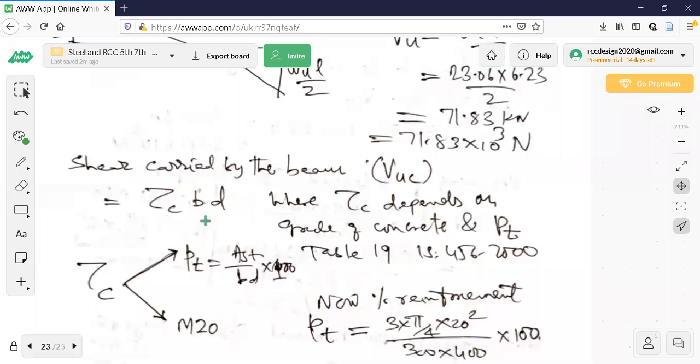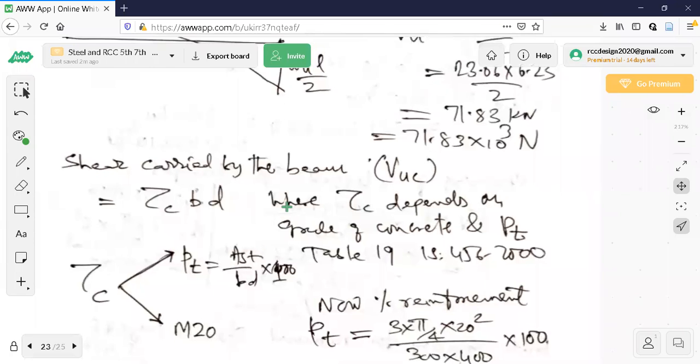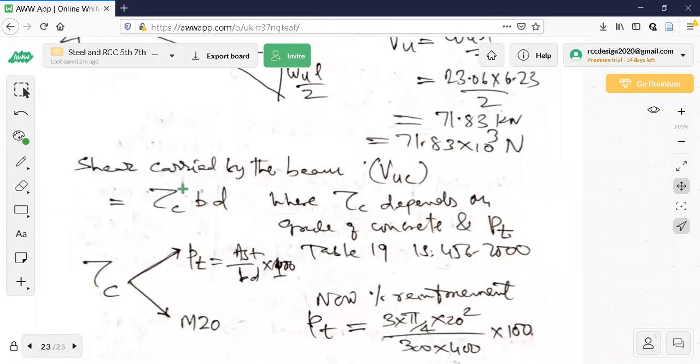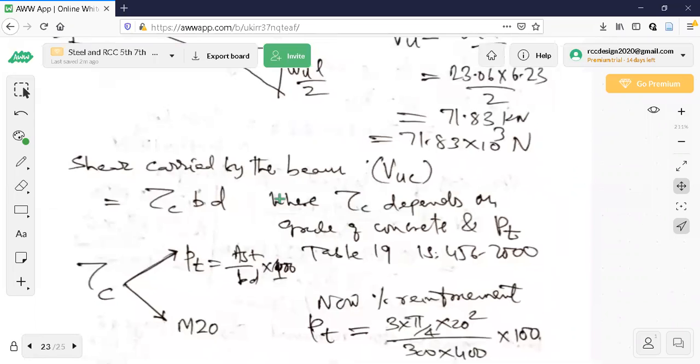See, if the shear capacity of the beam itself is more than 71.83, no shear stirrups are required. That time you have to provide nominal stirrups, even if it is not required. Now observe here, let me check it. Shear carried by the beam, tau c into BD.